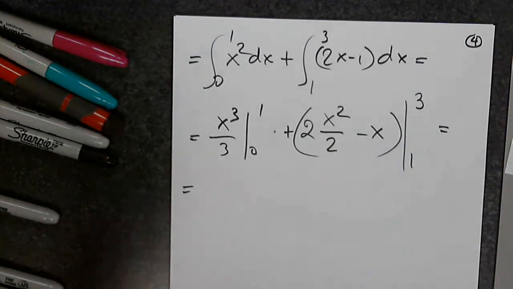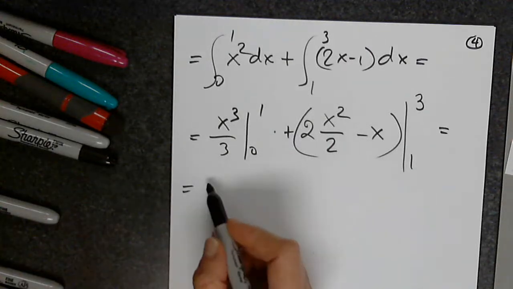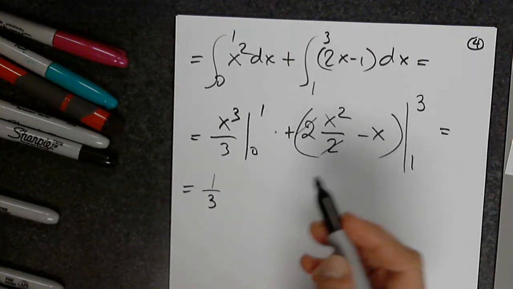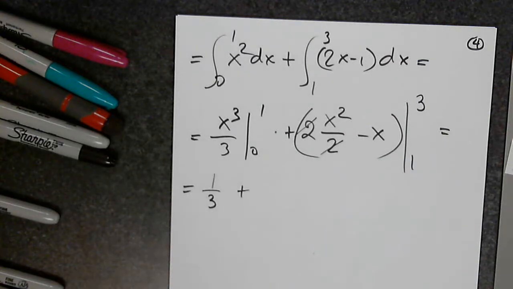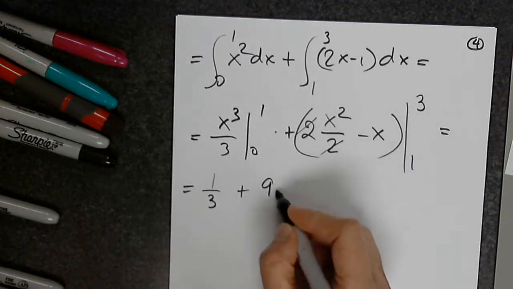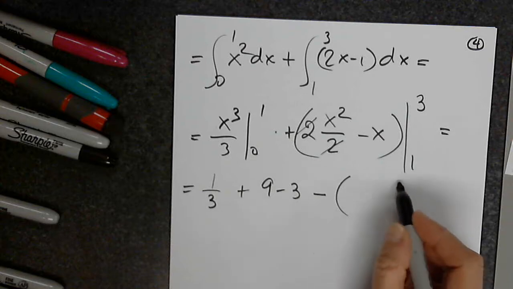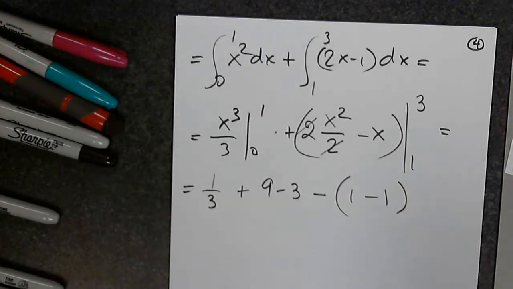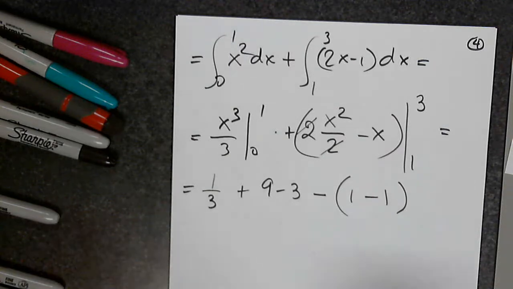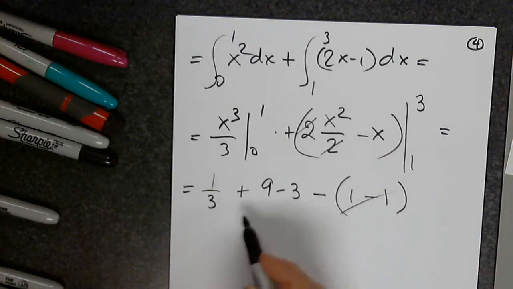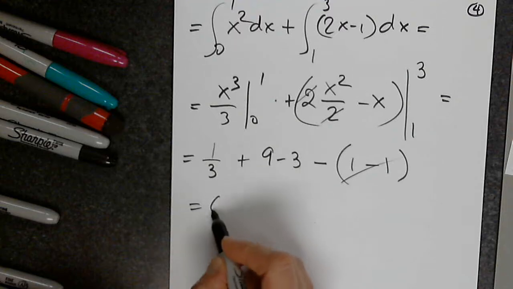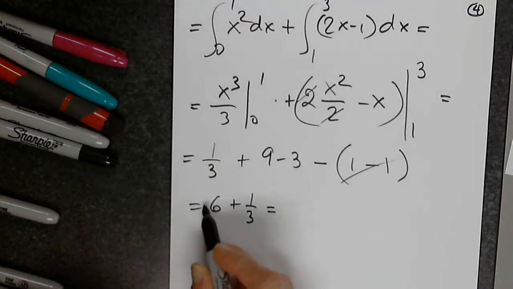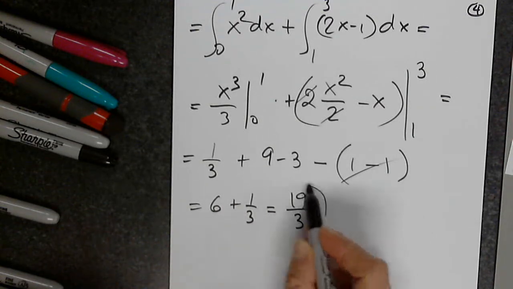Luckily, the first one I only plug in 1, because when I plug in 0, I get nothing. This I simplify. Plus, I plug in 3 first. 9 minus 3 minus. I put parentheses so that I don't make a mistake that I have to subtract now the value of the antiderivative at 1. So I plug in 1, 1 minus 1. That is 0. So 9 minus 3 is 6. So I have 6 plus 1/3. 18 plus 1, 19/3.